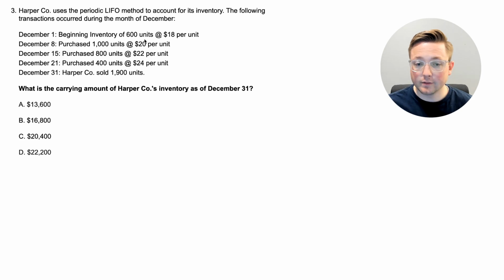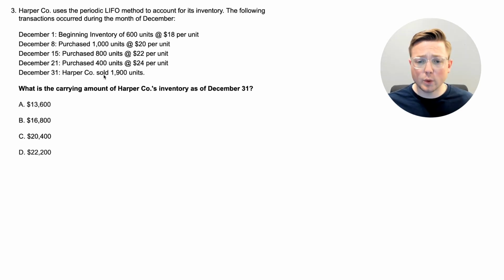So they had the beginning inventory of 600 units. They purchased another 1,000 units. They purchased another 800 units on December 15th. And sorry, that other 1,000 units was on December 8th. December 21st, they purchased another 400 units. And on December 31st, they sold 1,900 units.